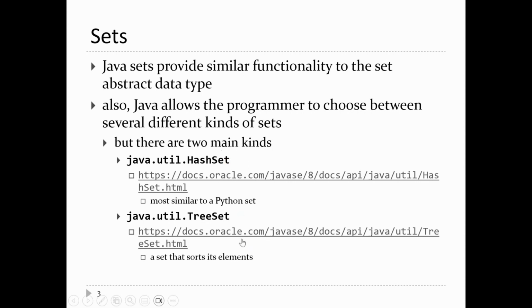A tree set is a set where the elements are always sorted. So the set itself keeps its elements in sorted order. So again, if you're going to build something like a dictionary, tree set is probably the type you want. A tree set is a type that you might want to consider. The words all get kept in sorted order, which is handy if you have a dictionary.